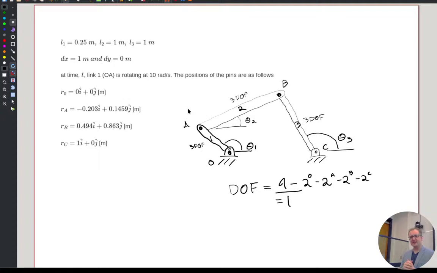Looking at this like a 4-bar linkage, we had 3 moving parts and then 1 fixed part, something that is not moving compared to the other stuff.